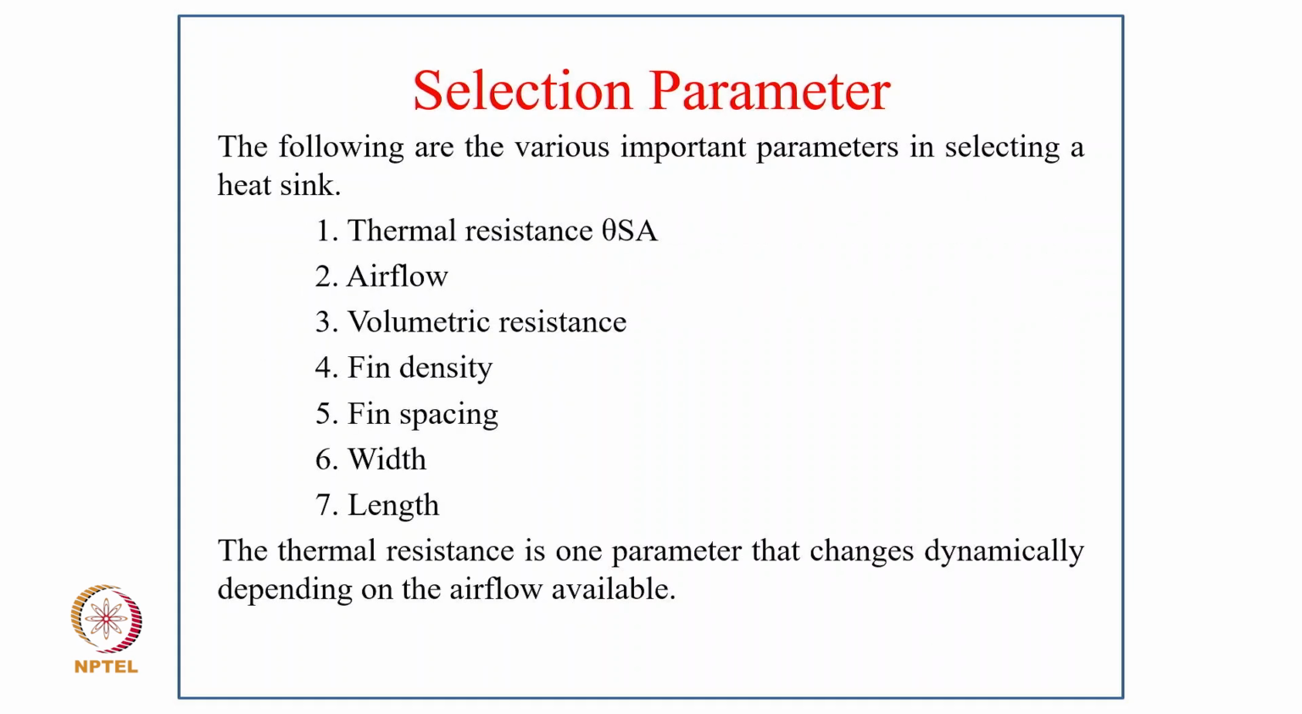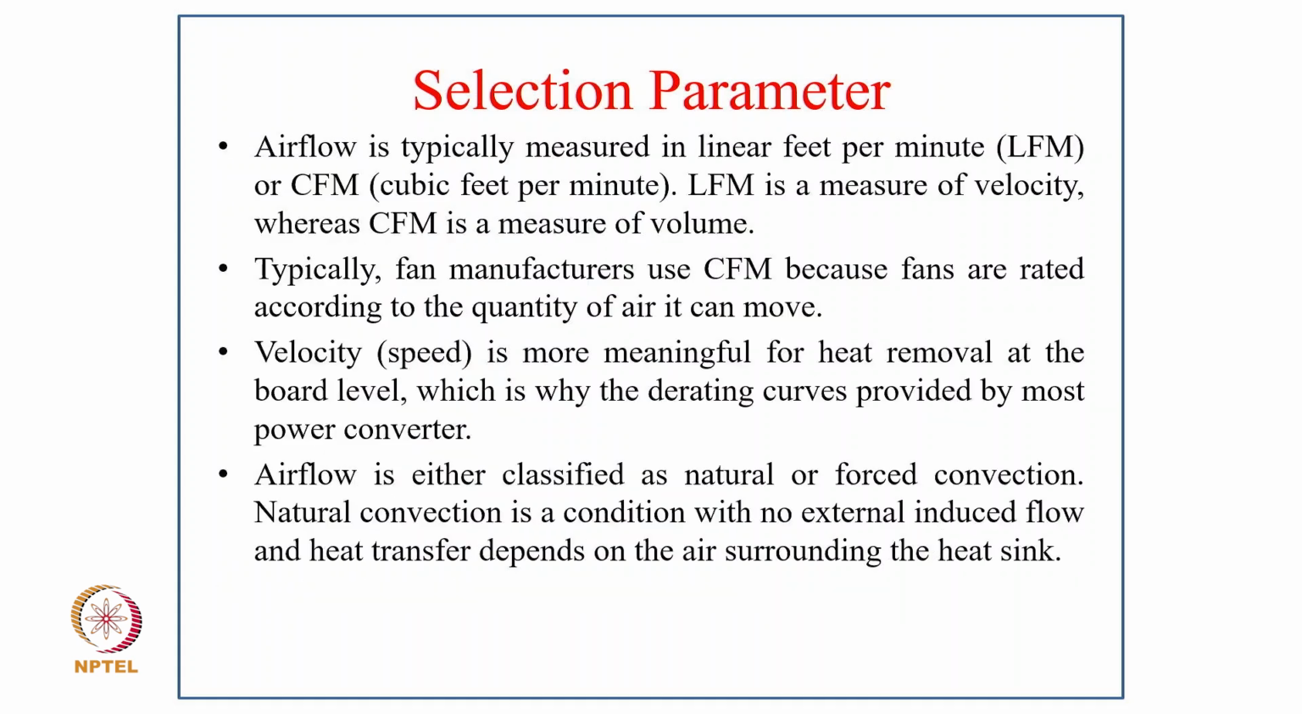So coming to the selection parameters, the following are the various important parameters in selecting the heat sink. First, thermal resistance theta Sa, second airflow, third volumetric resistance, fourth fin spacing, fifth fin density, sixth width, and seventh length. The thermal resistance is one of the parameters that changes dynamically depending on the airflow available. Airflow is typically measured in linear feet per minute, LFM, or cubic feet per minute, CFM, and LFM is the measure of velocity while CFM is the measure of volume.